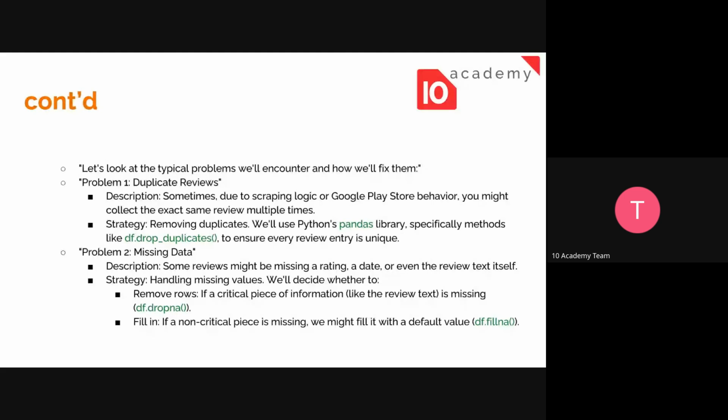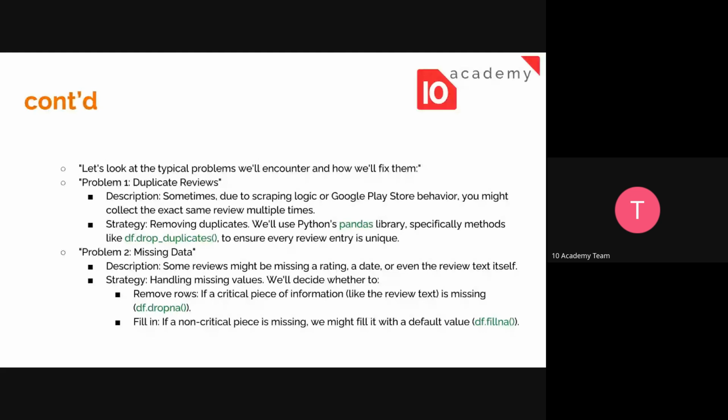So duplicate reviews are one of our problems, and to fix this, we use pandas, the df.drop_duplicates method. I think you guys are already working with that, since you did two EDAs so far. So yes, the df.drop_duplicates method instantly removes any repeat rows so that every review in our dataset is unique. This is usually one of the very first cleaning steps you have to do in any project.